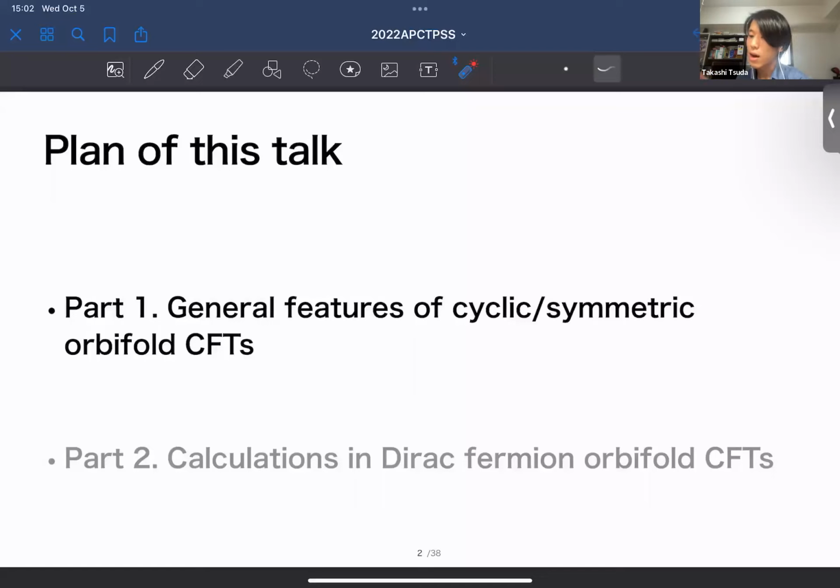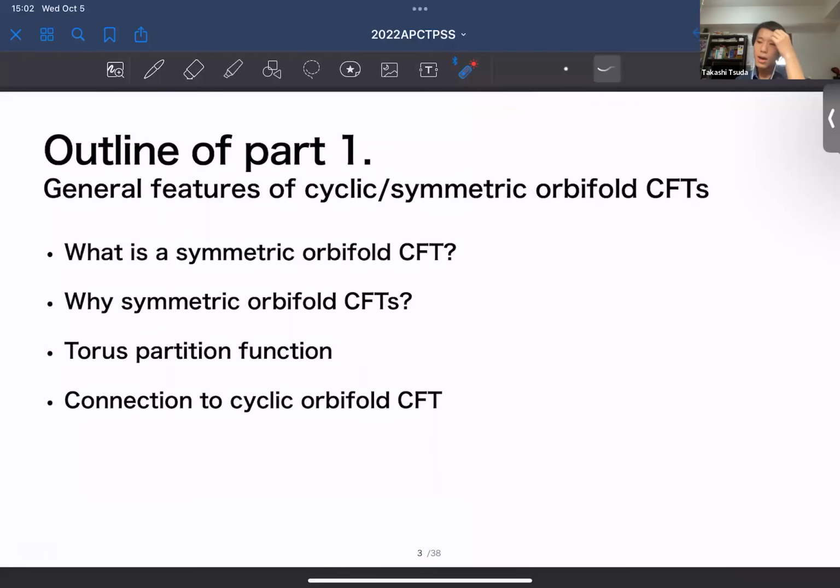Today, I will talk about general features of cyclic orbifold CFTs and symmetric orbifold CFTs in the first half, and in the latter half, we proceed to some examples like calculations in Dirac fermion orbifold CFTs. In the first half, I briefly introduce such orbifold CFTs, discuss the torus partition function, and show some connection between cyclic orbifold CFTs and symmetric orbifold CFTs.